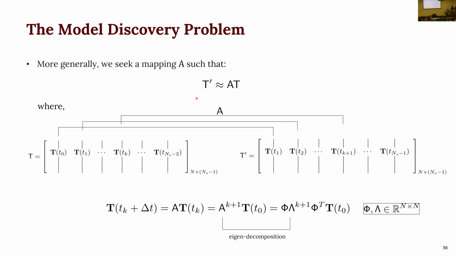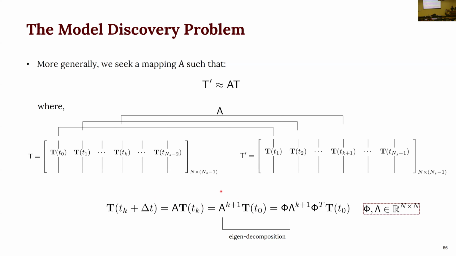Okay. Now what happens when we say that we are able to do this? If we have this A, we can use A to go from the initial condition to T_k, and basically then we have a relationship between T at k plus delta T and the solution at the initial time. All we have to do is to evaluate A to the power k plus 1.